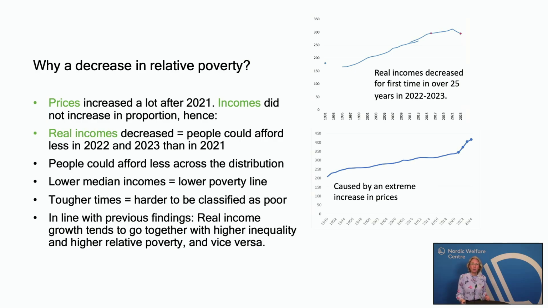So we know that people could afford less, and that this happened across the distribution. And when that happens, we don't have an increase in relative poverty because everyone's affected. So it's not affecting the relative distance or the relative relation between people at the bottom and people in the middle.